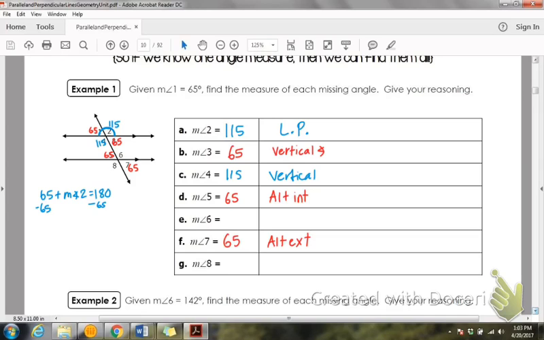Angle 8 is 115. Why is angle 8 115? Okay, angle 8 and angle 7 make 180, so you chose a linear pair. We could have also said that it was corresponding with angle 4.